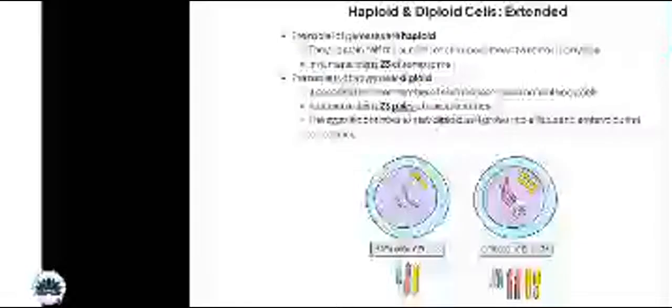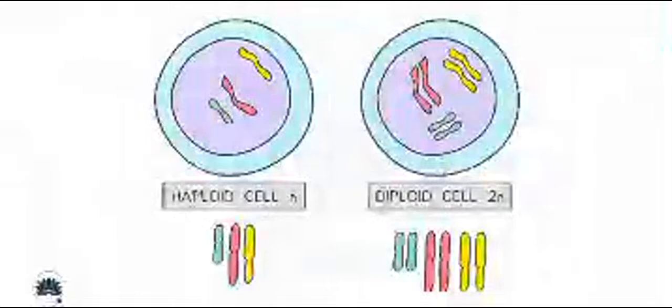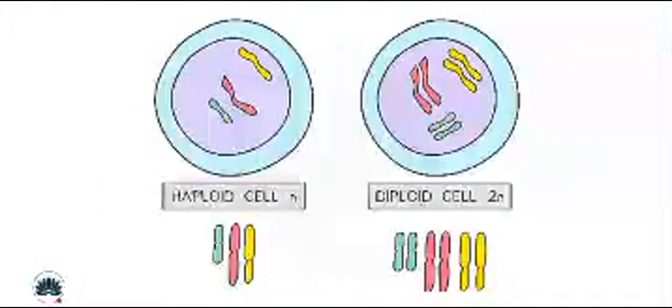I hope you understand. If you do not understand, just let me know that you are still confused. These are the haploid nucleus and diploid nucleus too, and it means that the diploid cell is double the haploid cell.